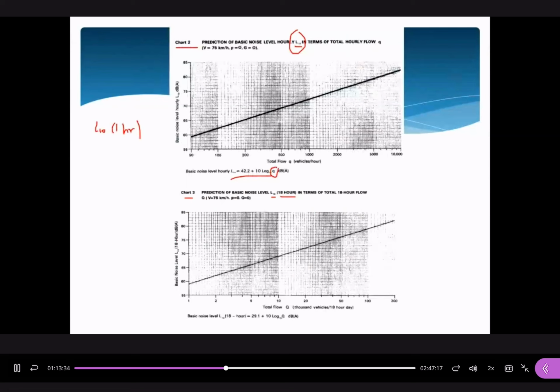Any problem about this one? This is a linear relationship between the basic noise level and the total flow, in terms of how many vehicles per hour.